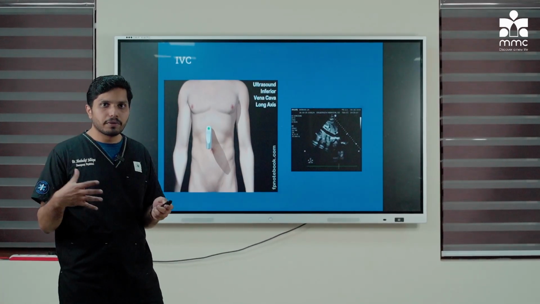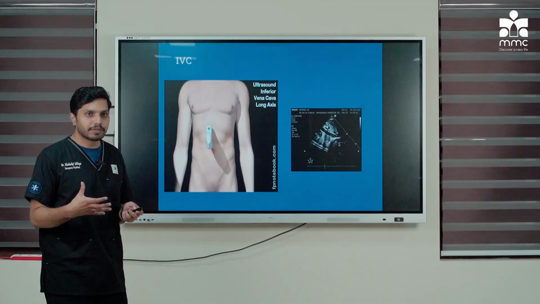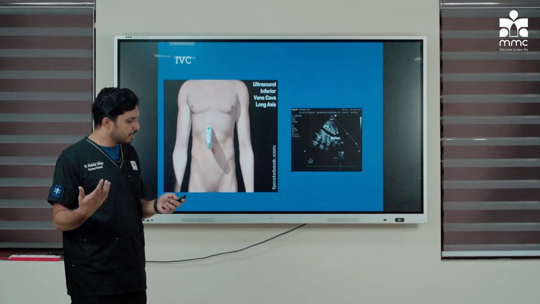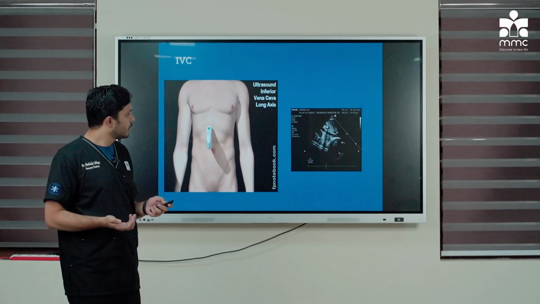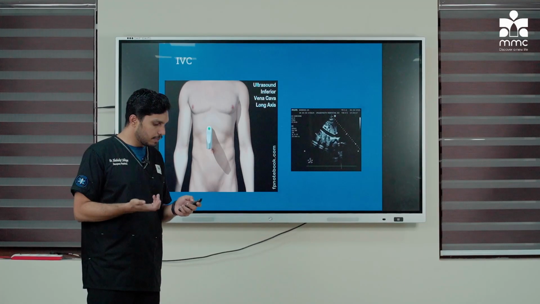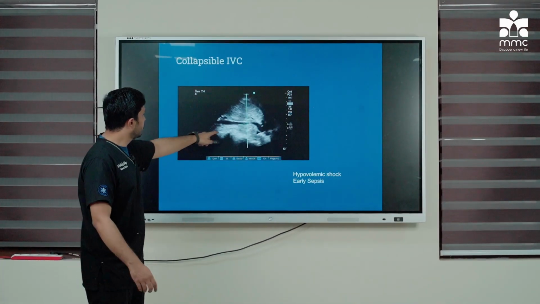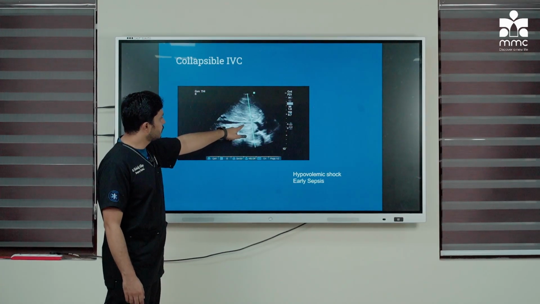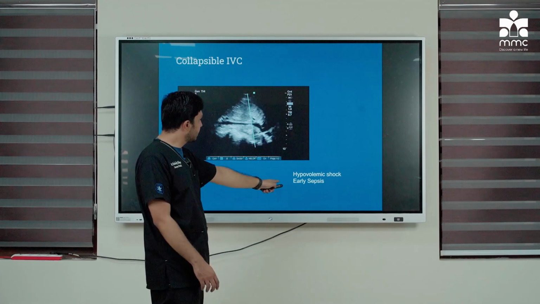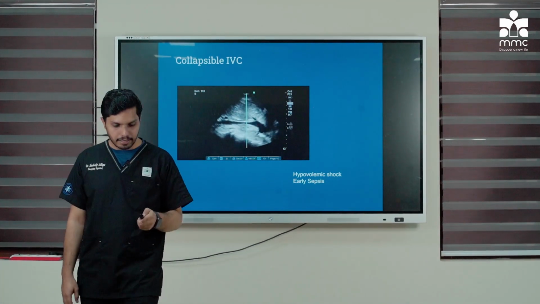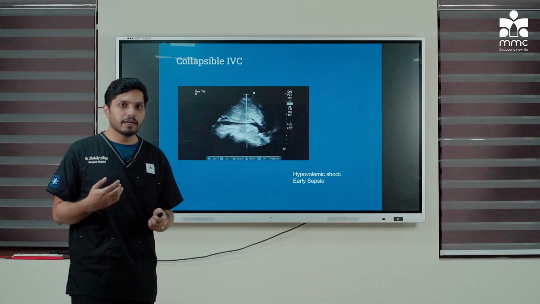In the normal scenario we expect collapsibility, that it will collapse during inspiration and expiration. If the variation is less than 50%, up to 50%, we call it normal, and more than 50% we call it collapsed. Here you can see the depth is decreasing, and it is a kissing type of IVC. We can see that in hypovolemic shock and early sepsis. These patients will show a good response to fluid therapy.